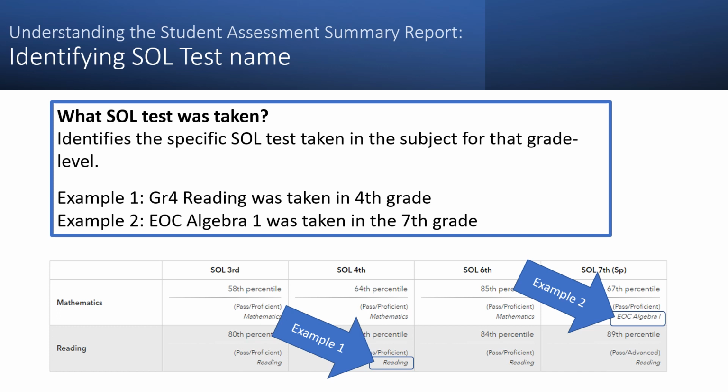Likewise, if you look at sample 2, under the 7th grade year, it says EOC Algebra 1. We would know then that Algebra 1 was taken as a mathematics SOL within the spring of the 7th grade.